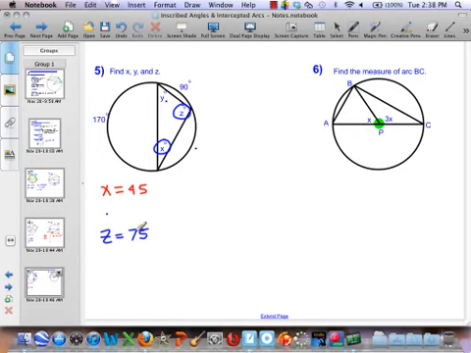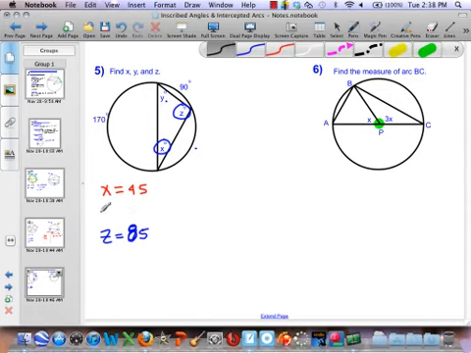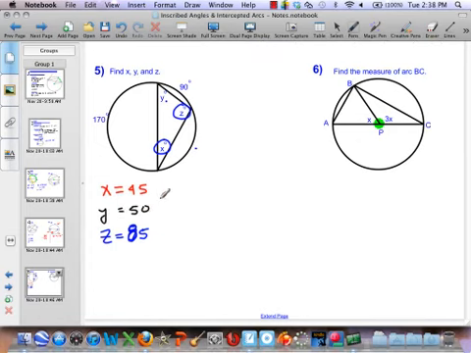So what's 45 plus 85? It's 130. Therefore, Y is 50. And you can probably go back and make sure that's correct. What is 170 plus 90? 260. So how many degrees are left to get to 360? 100. And half of 100? 50. Good, checks out. All right, take a look at number 6.